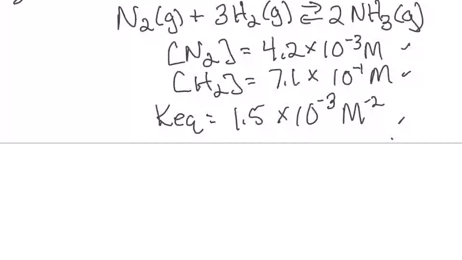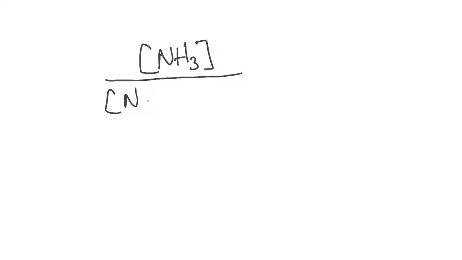So first of all, let's write the equilibrium expression. So I have one product this time, and it's ammonia. And I have 2 reactants. I had nitrogen and hydrogen. And that's going to give me the K equilibrium.